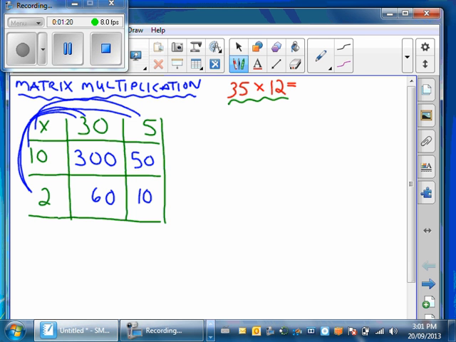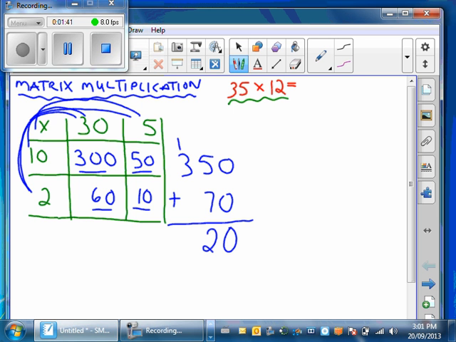Now what we have to do is add up our columns here. So we've got 300 plus 50, which equals 350. And then down here we have 60 plus 10, which equals 70. And now we just simply add up the total for a final result of 420.